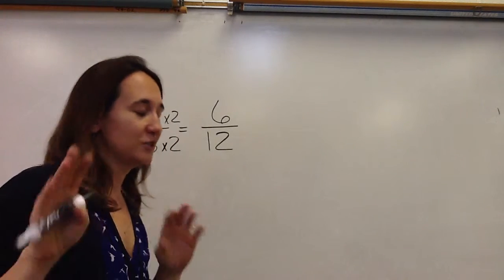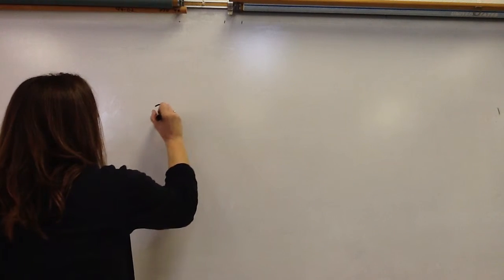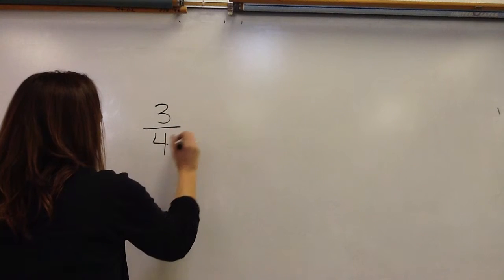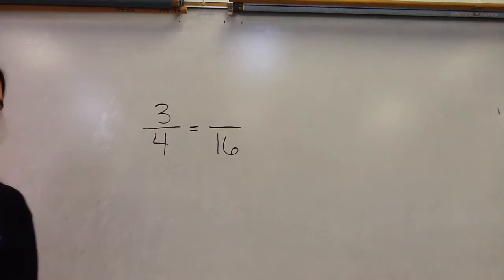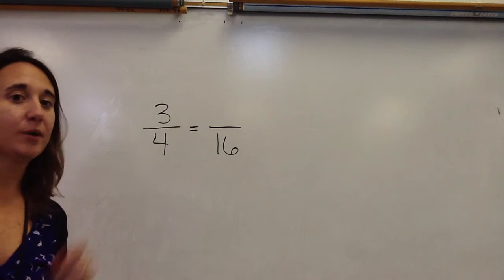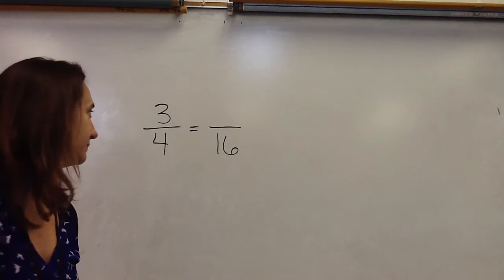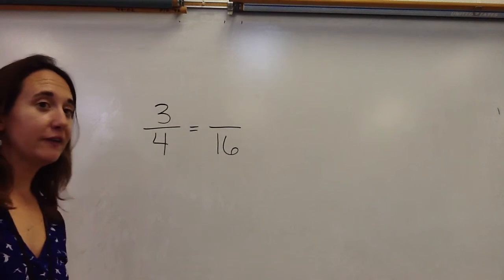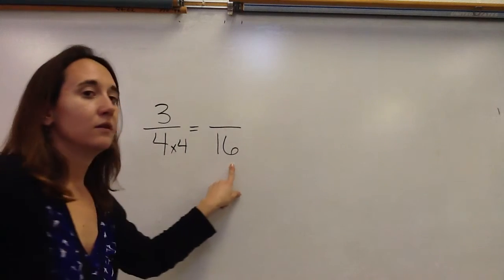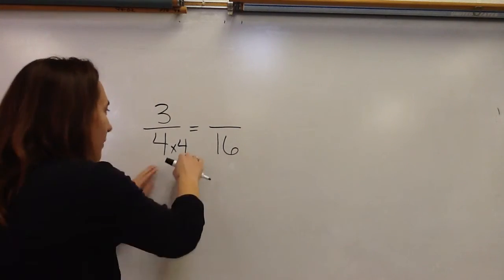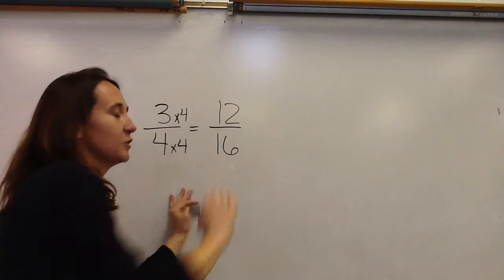All right, I'm going to put one, let you do it by yourself this time. So go ahead and write it down, pause it until you solve it, and then come back and we'll go over the answer. All right, so hopefully you've had a chance to solve it. How many times does 4 go into 16? 4 times. 4 times 4 is 16. Whatever we do to the denominator, we have to do to the numerator, so this becomes 12/16.